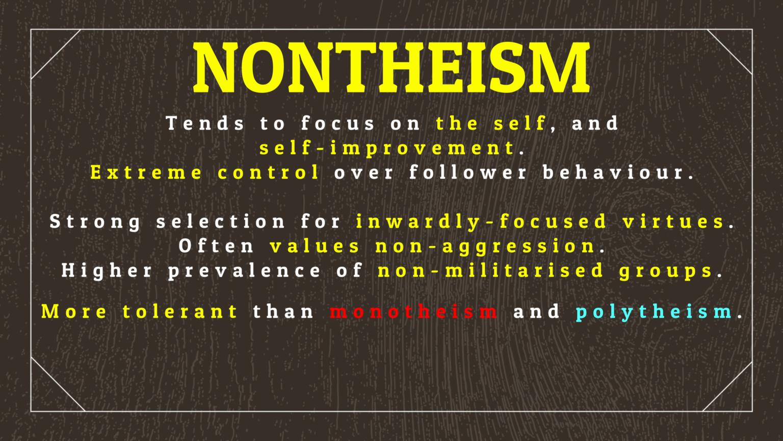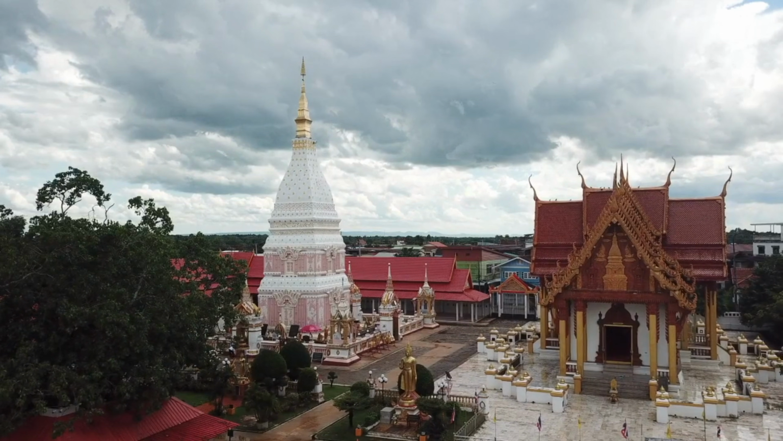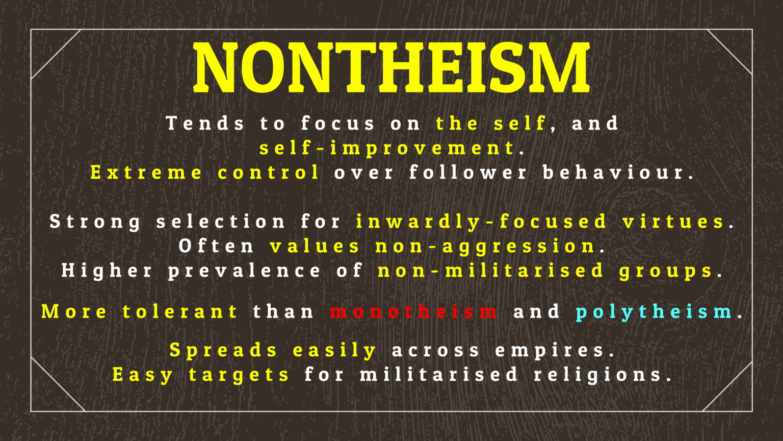They tend to be more tolerant and accepting of non-believers than monotheistic or polytheistic religions, with examples like Buddhism having existed alongside other religions without hostility. Their singular self-reflective ideals often make them spread easily across empires just like monotheistic religions do. However, their tolerance combined with lack of militarization can make them easy targets for the more intolerant and militarized religions. Therefore, unless they have the support of large, powerful empires, non-theistic religions tend to survive mostly in isolated, hard-to-reach locations.